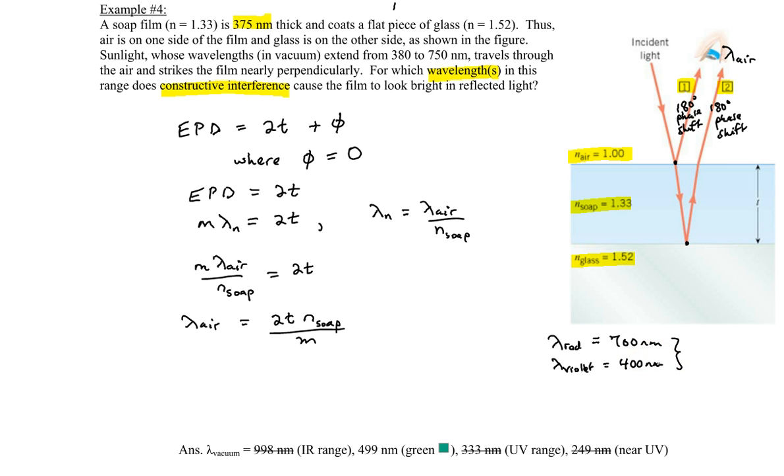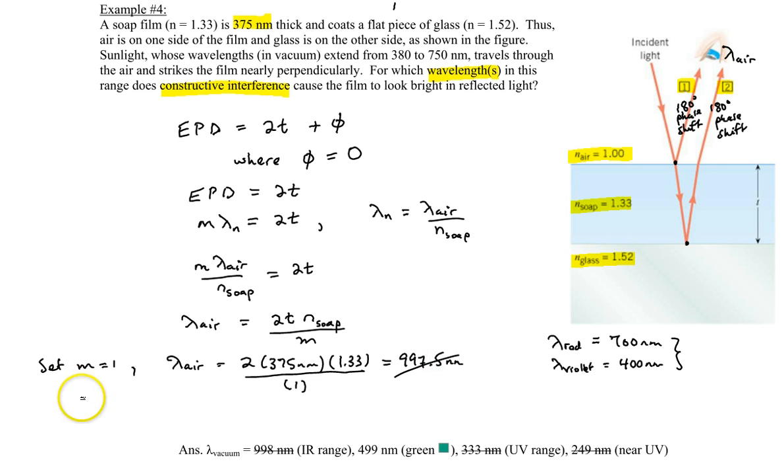So what we do is basically go through trial and error. We set, for example, m equal to 1, and you solve for lambda in the air. You'll have 2 times the thickness, which is 375 nanometers, times the index of refraction within the soap, which is 1.33, divided by 1. And I get a wavelength of 997.5 nanometers. If you look that up, you'll find that's in the infrared range, so that's not possible. Then we move on to m equals 2.